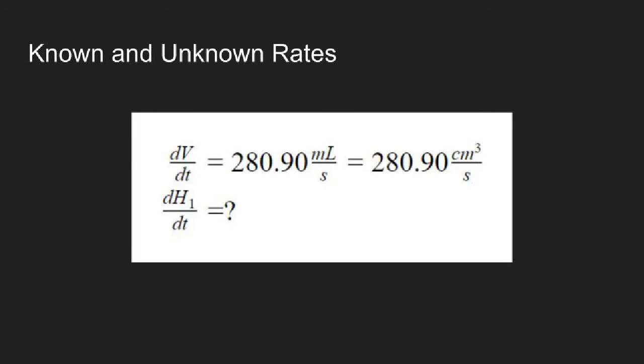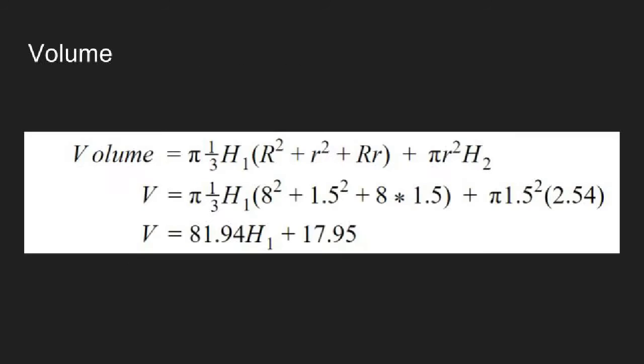The given rate in this problem is the rate of change in volume, which is 280 milliliters per second, which is equivalent to centimeters cubed per second. The reason for this conversion is because the dimensions of the flask were measured in centimeters. The unknown rate that we are trying to solve for is the rate of change of the height.